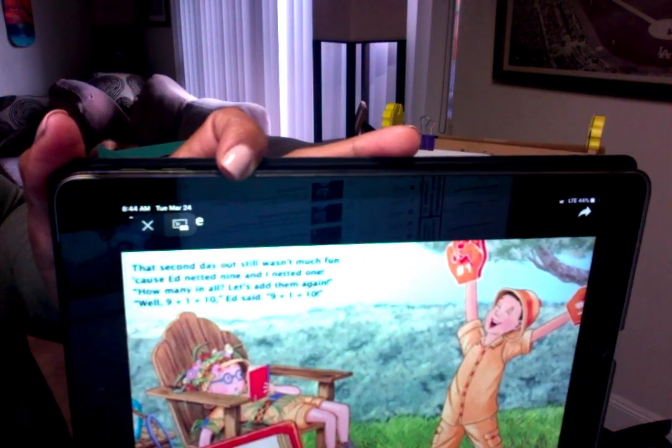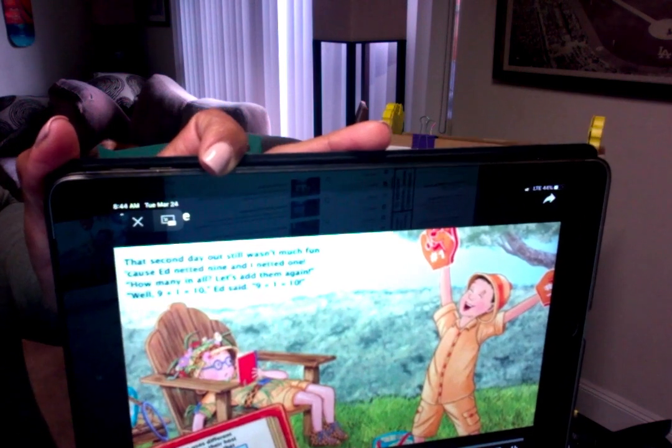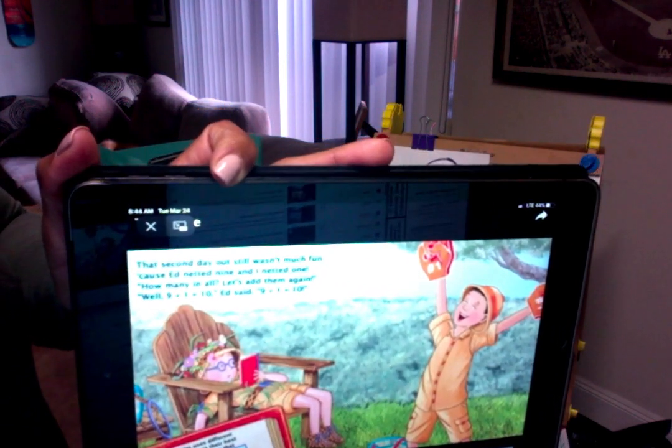The second day out still wasn't much fun because Ed netted 9 and I netted 1.